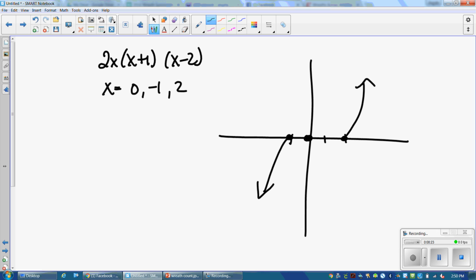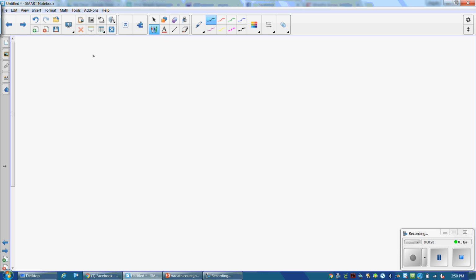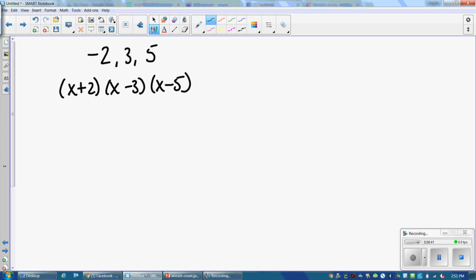Okay, for the last 5, I may go a little over 15. If I tell you that negative 2 and 3 and 5 are zeros and I want the function, I'm going to multiply x plus 2 times x minus 3 times x minus 5. You can multiply any two together first that you want, but I'll do the last two. If you multiply x minus 3 times x minus 5, you get x squared minus 8x plus 15. That's x times x is x squared. The outers and the inners give you minus 8x, and then plus 15.